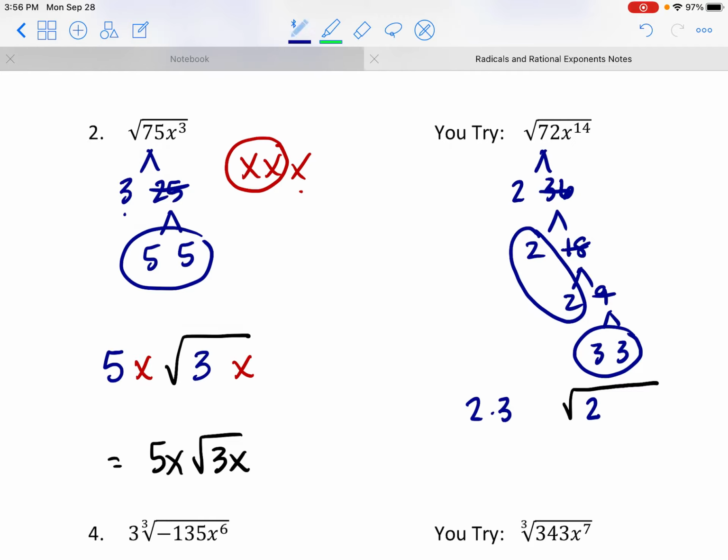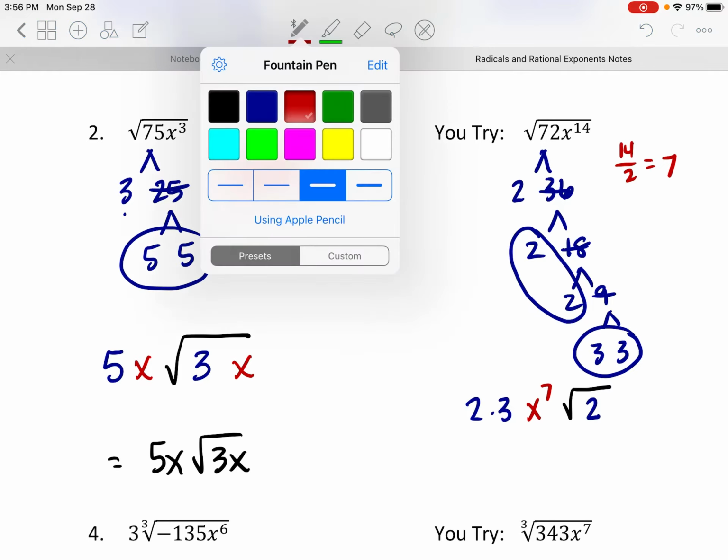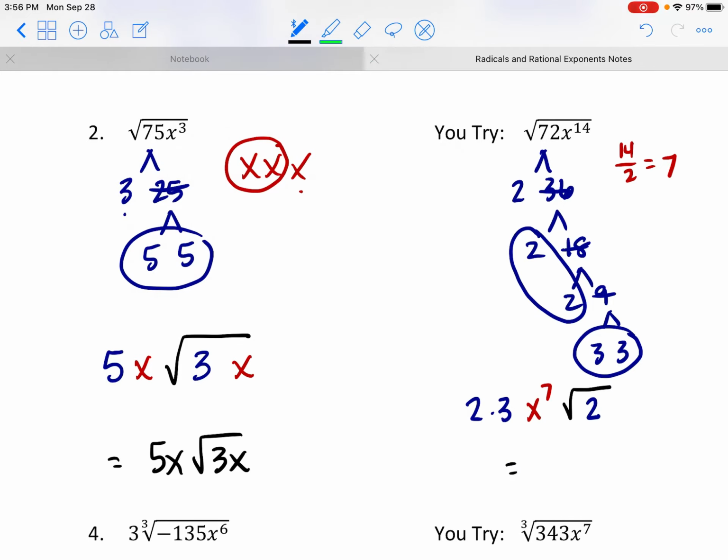And then you've got 14 x's, okay? I would not divide or write out all 14 of those x's. This is one where I would take the 14 and divide by 2 and get exactly 7. So I'm going to have x to the 7th out here, okay? So let me just clean this up a little bit. The 2 times the 3 is going to make us 6, x to the 7th, and then our radical 2. Not so bad. Alright, got a couple more here.